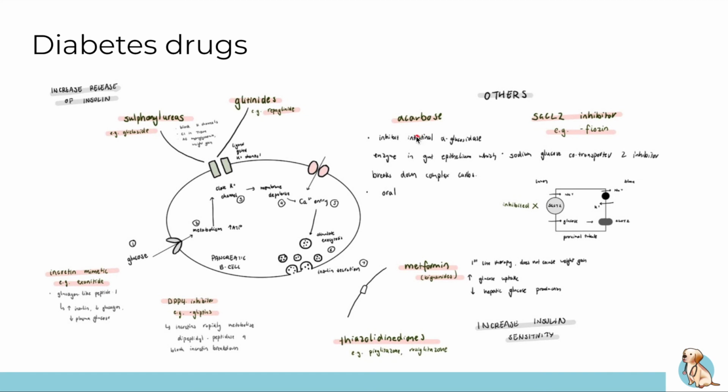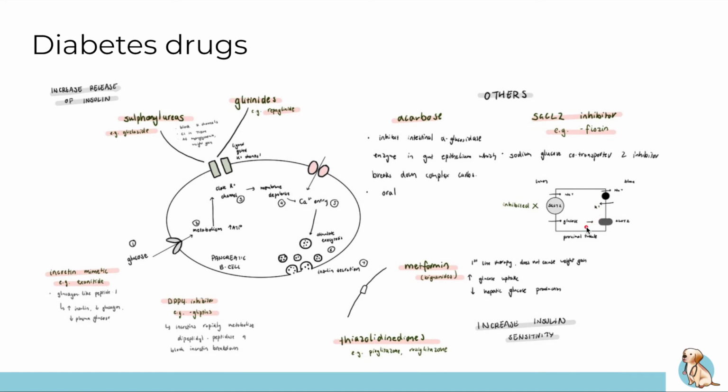Others to mention are acarbose and SGLT2 inhibitors. Acarbose is an oral medication which inhibits alpha-glucosidase in the gut, which breaks down complex carbs. SGLT2 inhibitors block sodium glucose transport in the proximal tubules, increasing glucose excretion.